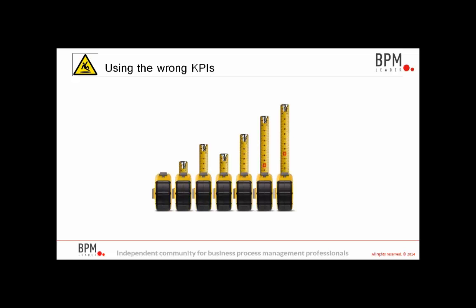Another way where it goes wrong with KPIs is that they are not smartly defined, and I think you all know SMART. It's specific, measurable, acceptable, realistic, and time-bound. So KPIs that are not SMART in this way are multi-interpretable, and therefore, it's difficult to draw the right conclusions out of them. It may also happen that the KPI is impacted not only by your business process that you're trying to improve, but also by external factors.